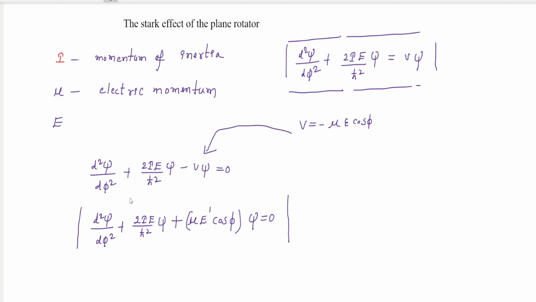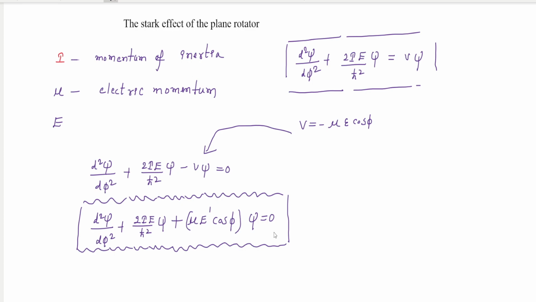So this is the Schrodinger wave equation of the rigid rotator in the presence of a static electric field of the polar molecule, which we considered here, the rigid rotator problem. So we know here phi is the angle of rotation, I is the moment of inertia, and mu is the electric moment. It rotates in a plane about an axis passing through the center of mass.